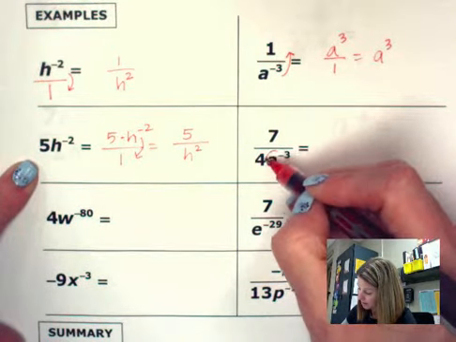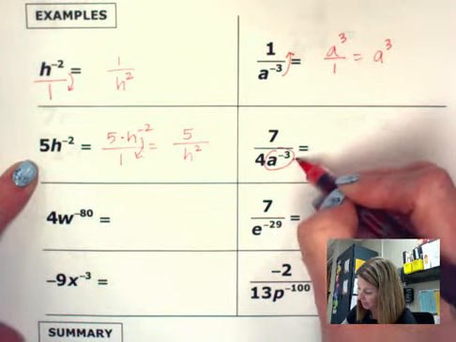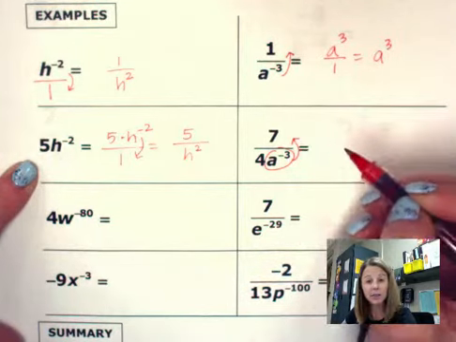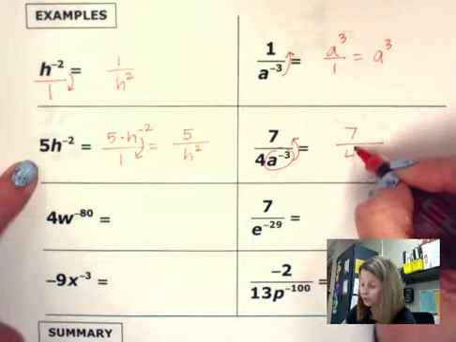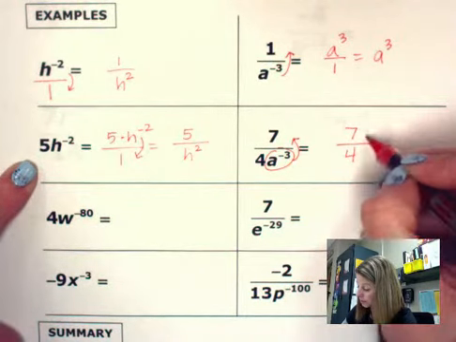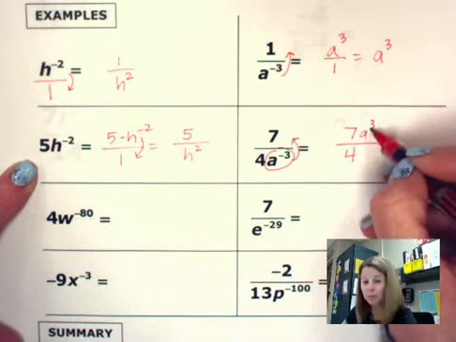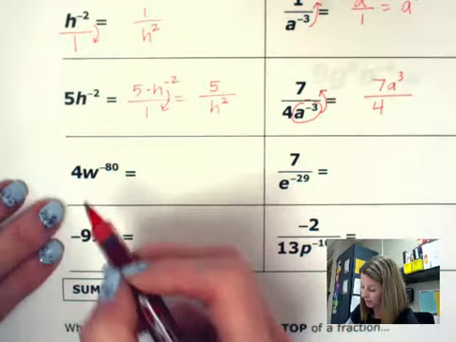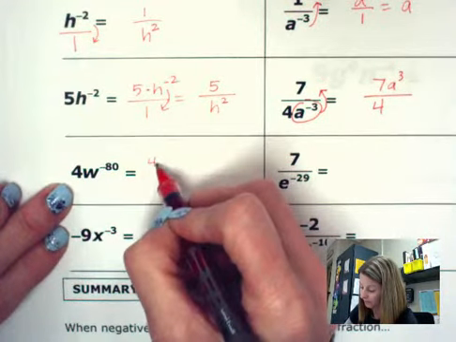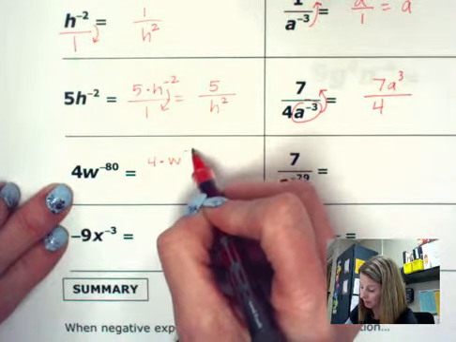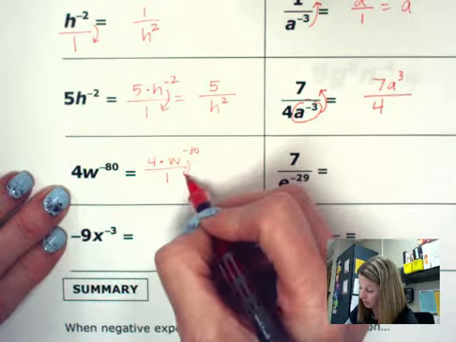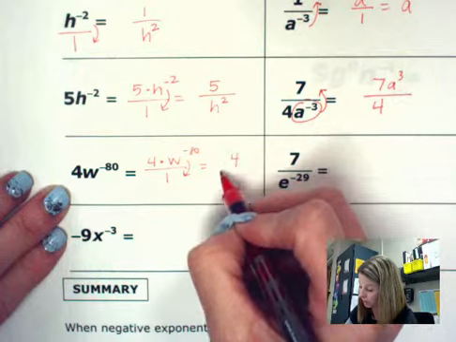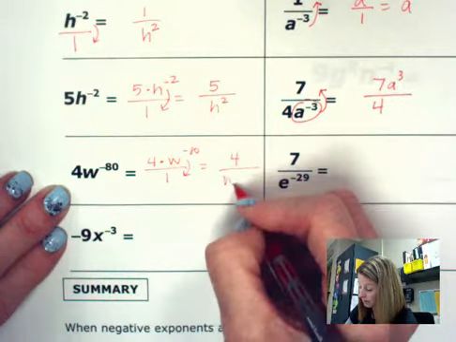Okay? Second, this example here, the a to the third is the only thing that switches. So the 7 and the 4 don't move, but I need to switch the a to the top and make it positive. Okay, same thing here. This is really 4 times w to the negative 80th. So the w is the only thing that switches down. So this simplifies to 4 left in the numerator, w to the 80th.